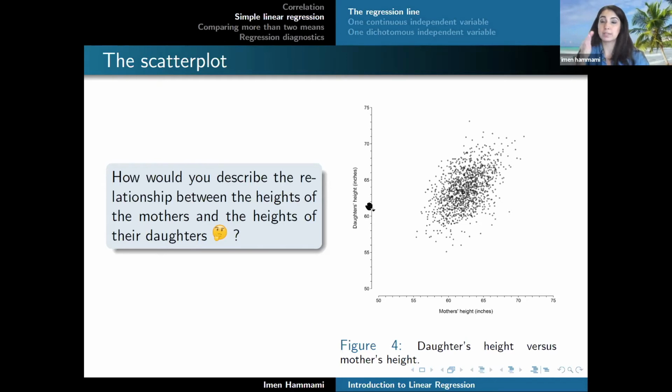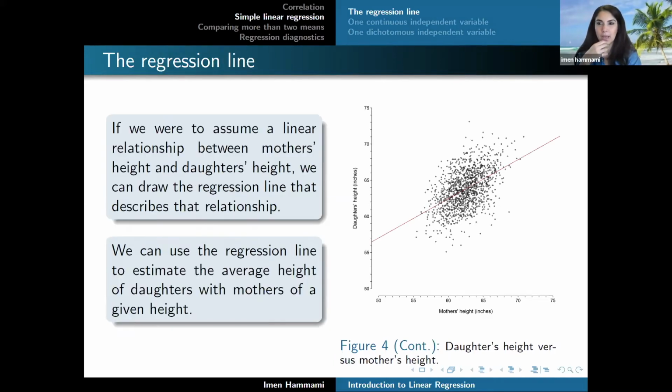you might also expect daughters whose mother is average height to have an average height as well. I think this is a really natural deduction. And it's very sensible here to describe the association using a line. If we were to assume this linear relationship, we need to understand how to get that line using the software, in order to get the slope and the intercept. Okay, so I'm going to do some estimation using the line.